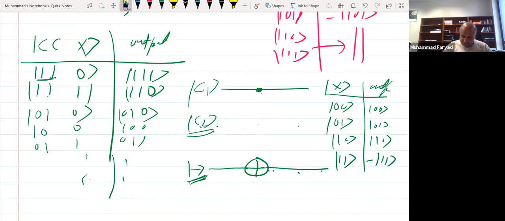unfortunately this eraser erases everything. So let me put a hole here.